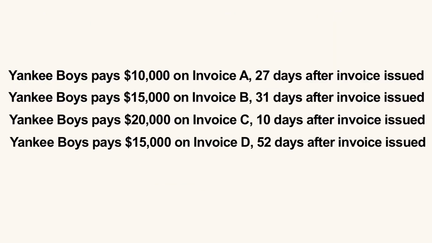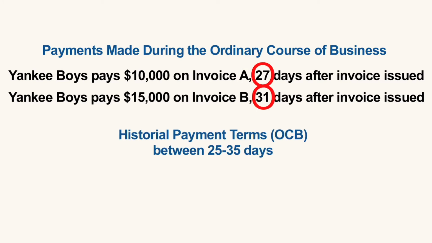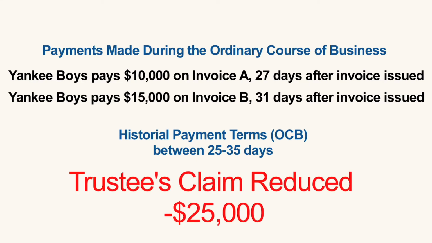In this example, we can prove to the trustee that invoices A and B paid during the preference period were made in the ordinary course of business between Jersey Girl and Yankee Boys. We know this because the payment period falls within the historical payment terms between Jersey Girl and Yankee Boys, generally between 25 and 35 days. The trustee would not likely prevail on the payments associated with invoices A and B. The trustee's preference claim would be reduced by the amount of invoices A and B.